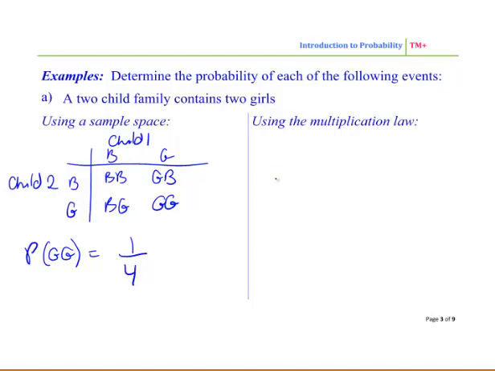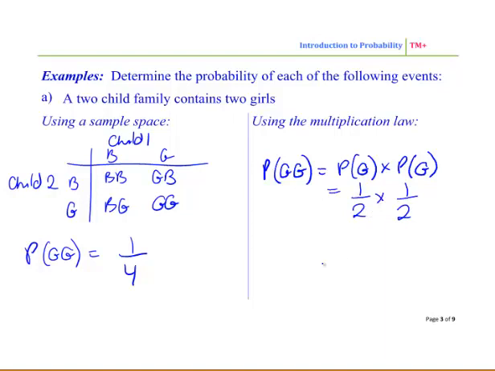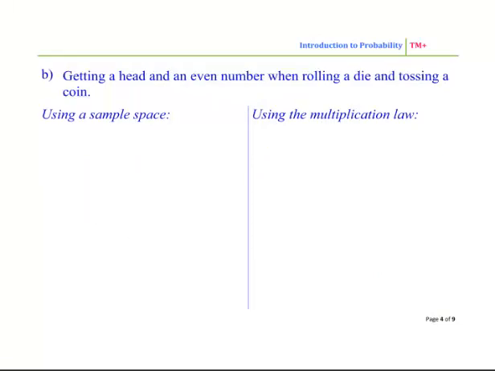Using the multiplication law, the probability of girl, girl is going to be the probability of girl multiplied by the probability of girl. And we are assuming that it's 1 in 2. There's equal chance of having a boy and a girl, which technically isn't true. But anyway, 1 times 1 is 1, 2 times 2 is 4. So it is much easier to do that multiplication law. This was a simple sample space. Can you imagine the more complicated ones?